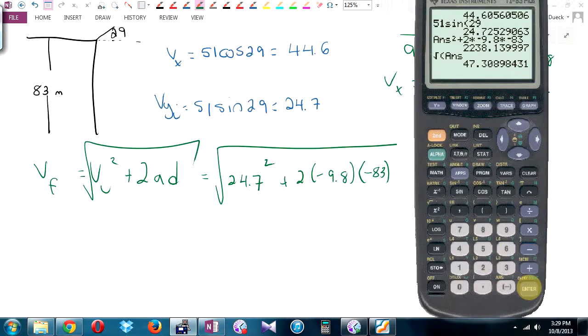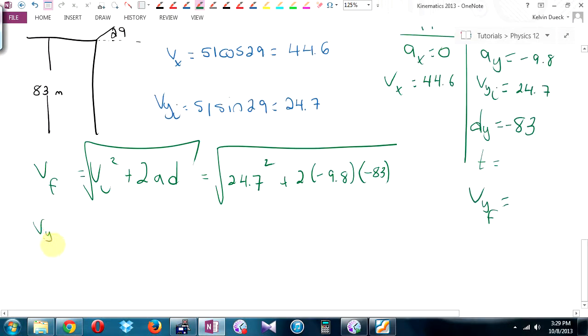47.31. Why is that wrong? Because it is. I have to, this is a scalar equation, unfortunately. I have to clue in when it hits the ground, it's traveling downwards. I have to add that in myself. But if I do that, now finding time is pretty mundane.